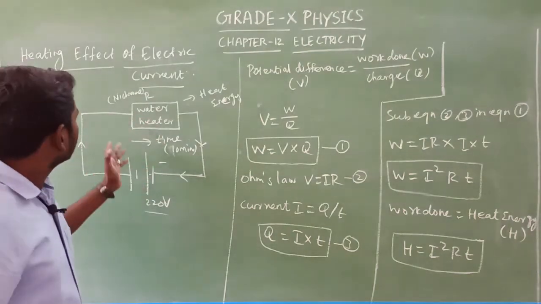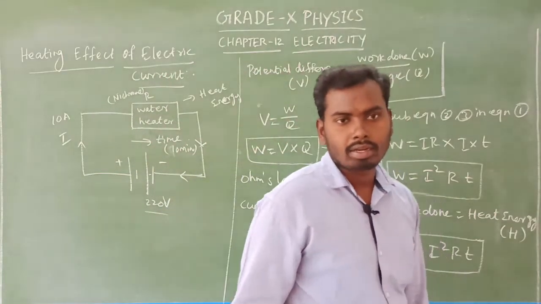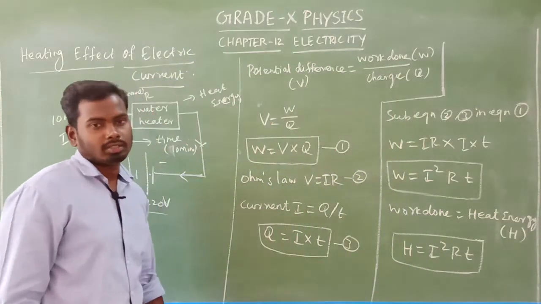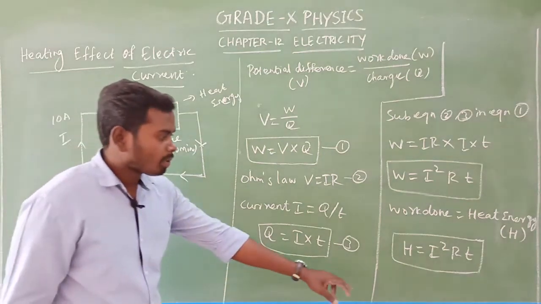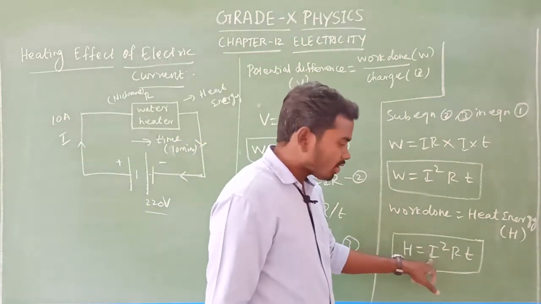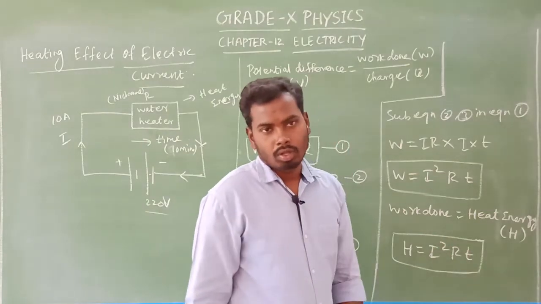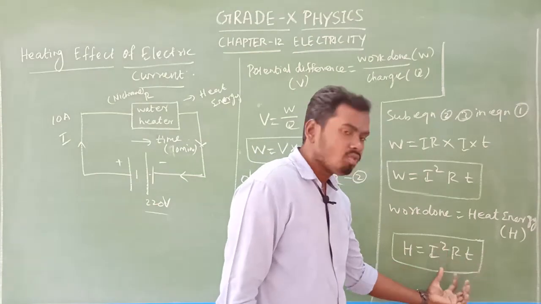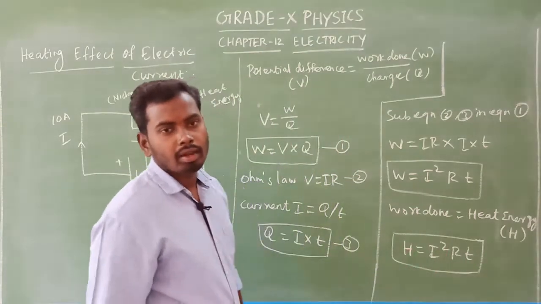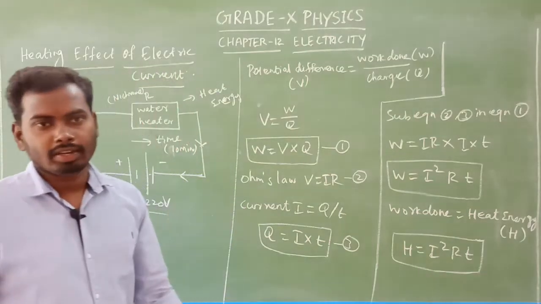Yes. So this is how we need to calculate the heat energy produced by an electrical appliance. Is it clear, students? With the help of this formula, heat energy is equal to the square of current, and the resistance and time. So if you know all these values, we can calculate the heat energy produced by an electrical appliance, students. That's all, very easy one.